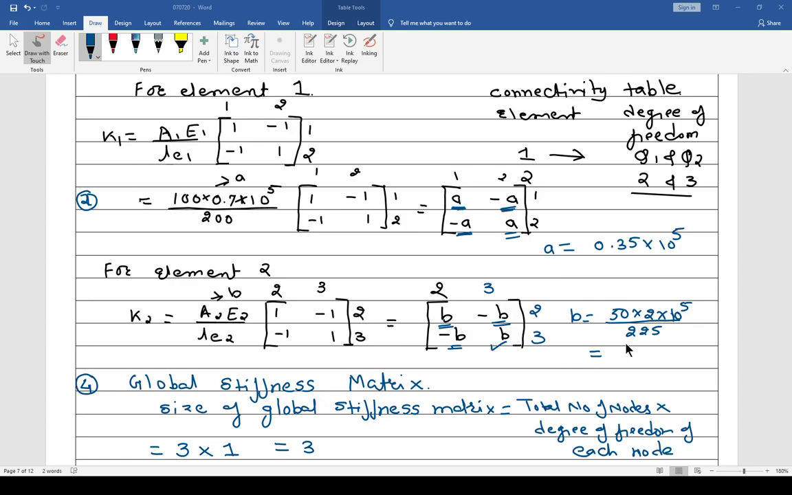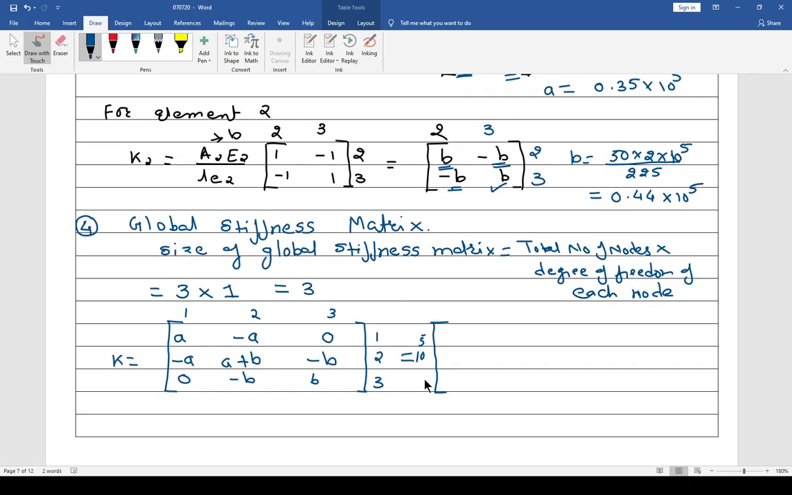Okay, so I write 0.44 into 10 to the power 5. So I can write this now, 0.35, minus 0.35, 0 minus 0.35, and this will be the addition of 0.35 plus 0.44. Okay, so this will be 0.79.